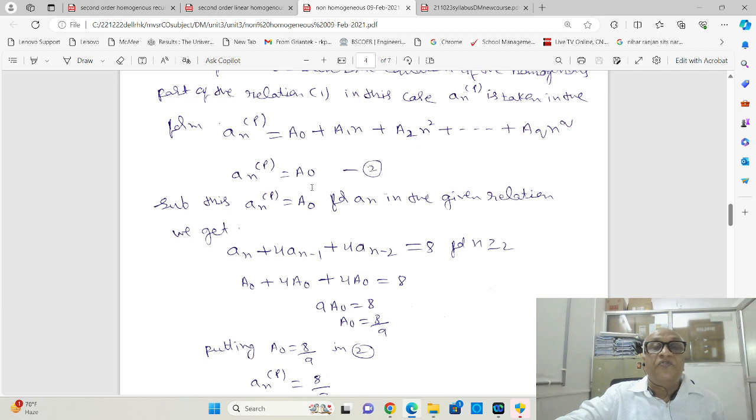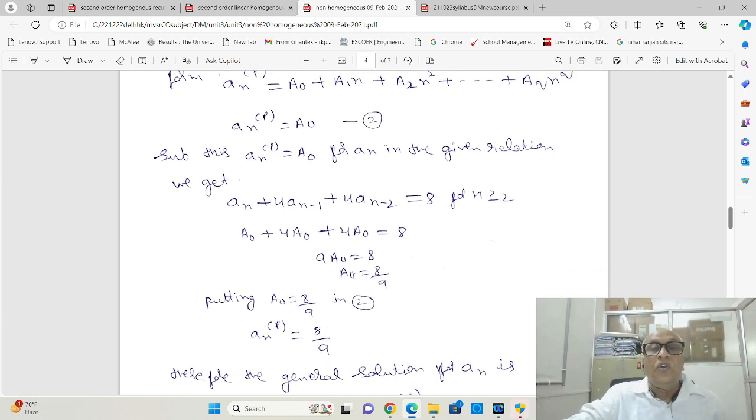So now this value a0 we will be substituting in the given relation. So what is the relation? An plus 4an minus 1 plus 4an minus 2 is equal to 8 for n greater than or equal to 2. So an will be replaced with a0, an minus 1 will be replaced again with a0, an minus 2 will be replaced again with a0. So the value of a0 comes to be 8 by 9.